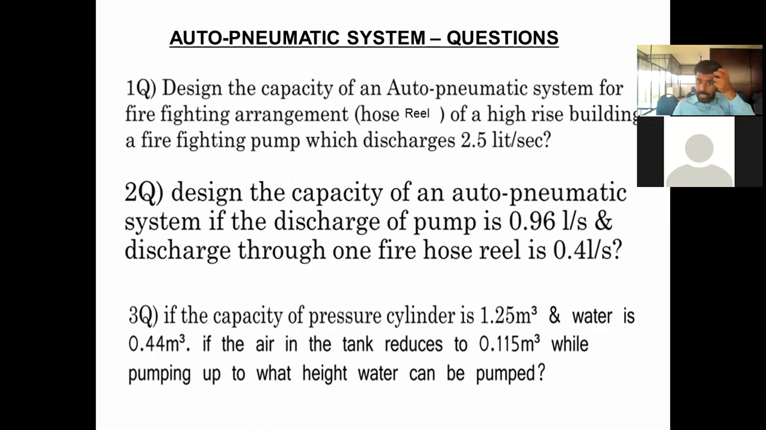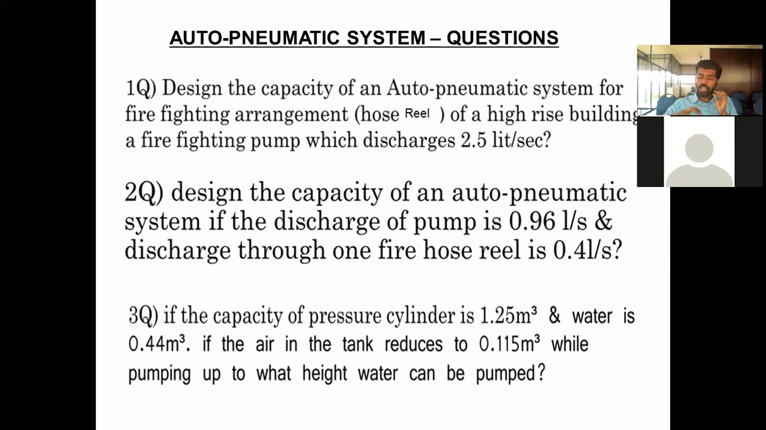So what happens when there is a leak? The pressure inside the pipe will be reduced. So in order to maintain the pressure inside that pipe, we will be using the jockey pump. If there is a reduction in the pressure inside the piping, the jockey pump, which is a small pump, will work.